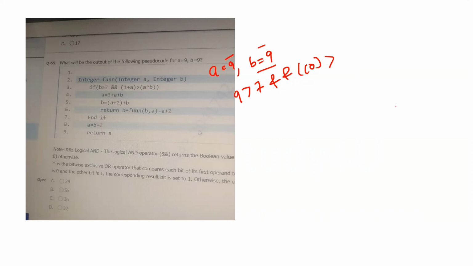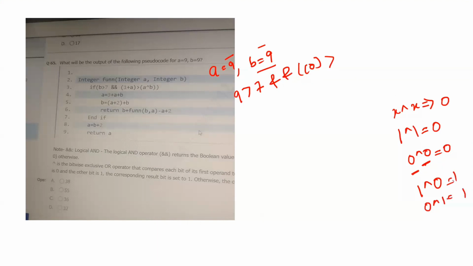So always remember, x XOR x will always give us 0. What is the operation for XOR? If we have 1 XOR 1, that will give us 0. If we have 0 XOR 0, the value is the same, right? This will give us 0. If we have 1 XOR 0 or 0 XOR 1, it will give us 1. Means the bits should be different. So that's what it means. A and B both are 9, so 9 XOR 9 is going to give us 0.